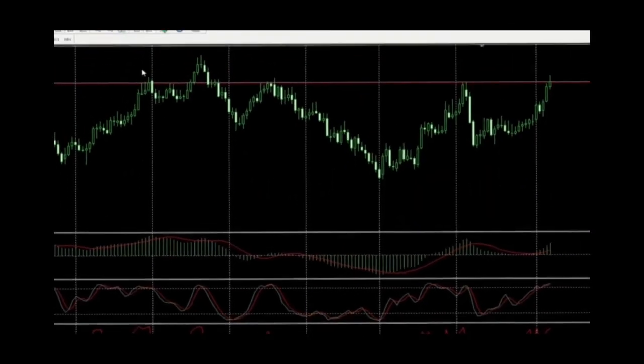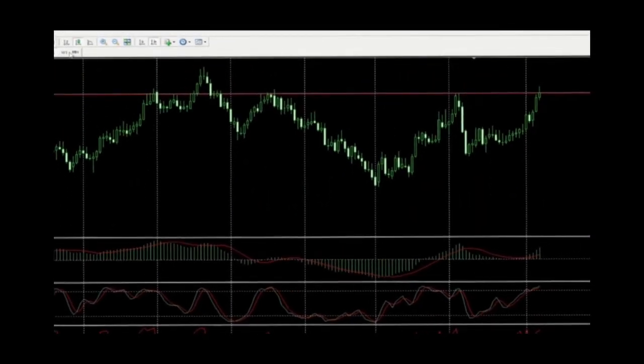This is the GBP AUD daily chart. Now we're looking for sales. Okay, I'm going to explain the same strategy, but for sales now. Now, here, let's say the price is coming down here. It's coming down and then it's going up.